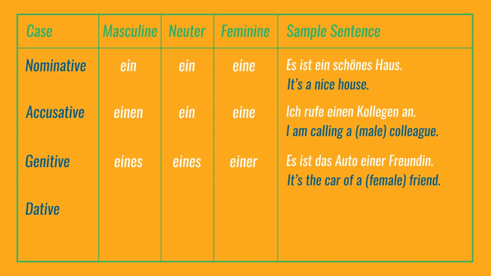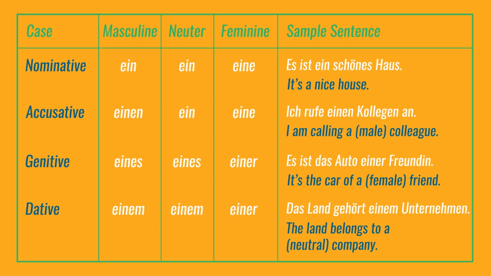If the noun is in the dative case, the articles change to einem, masculine and neuter, and einer, feminine. For example, das Land gehört einem Unternehmen, meaning the land belongs to a neuter company. The accusative case is the only case in which the masculine and the neuter indefinite articles are different from each other. For feminine indefinite articles, eine in nominative and accusative or einer in genitive and dative are the only options.